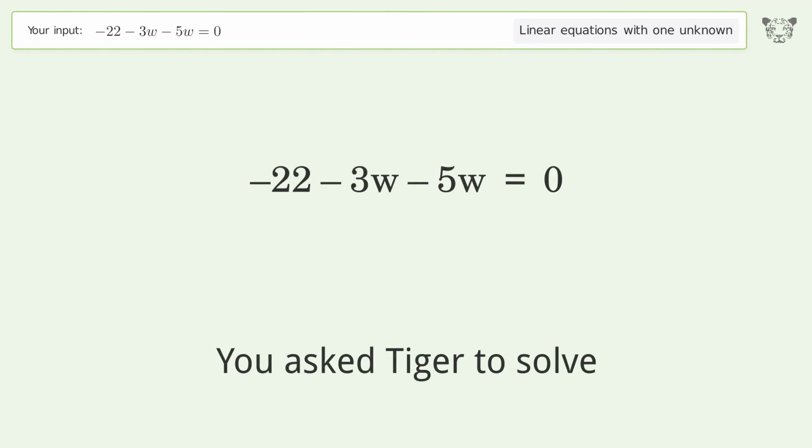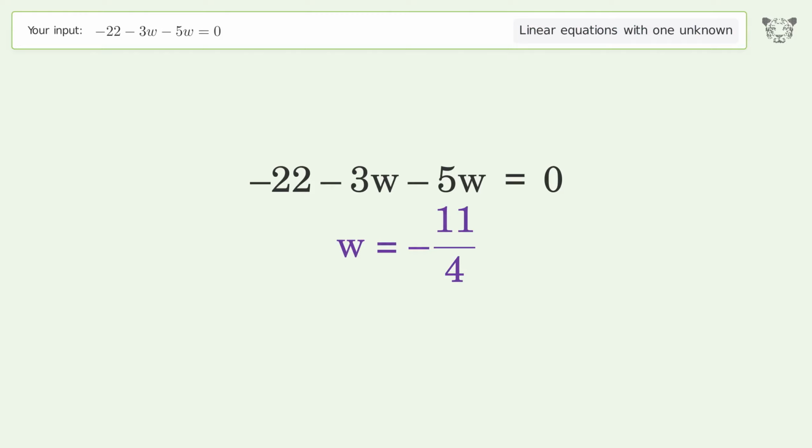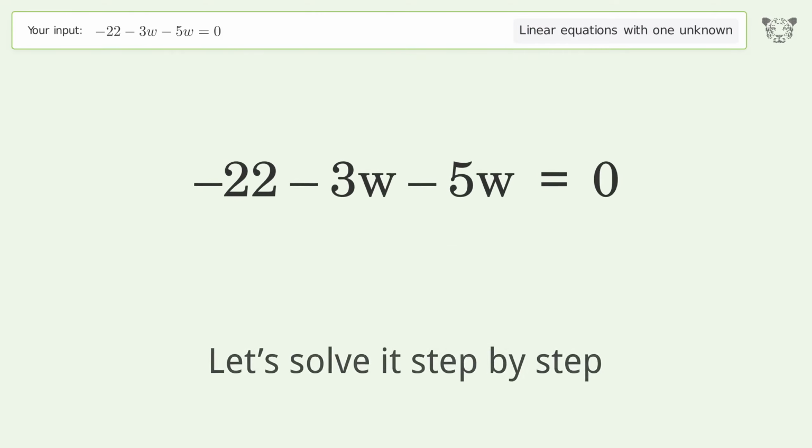You ask Tiger to solve this. This deals with linear equations with one unknown. The final result is w equals -11/4. Let's solve it step by step.